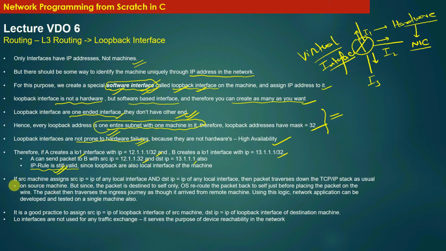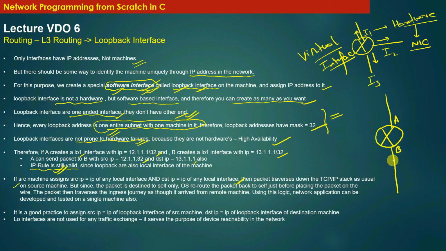Now, if the source machine assigns source IP address equal to the IP address of any local interface and destination IP equal to the IP address of any local interface of the source machine itself. That is, suppose there is a router A, it has 2 interfaces. On interface 1, it has an IP address A, and on interface 2, it has an IP address B.